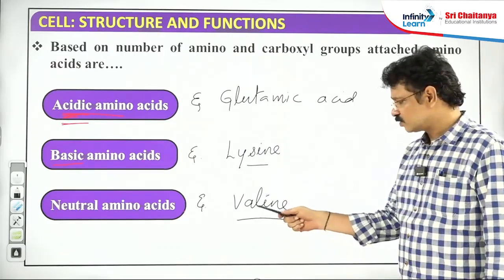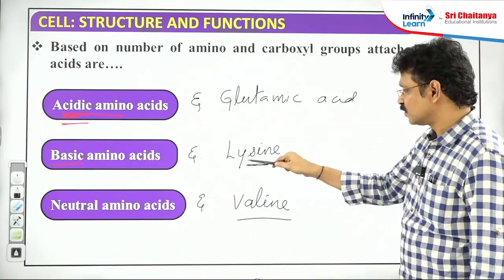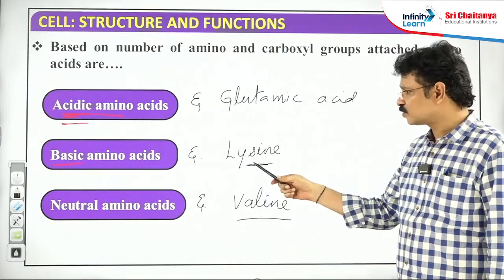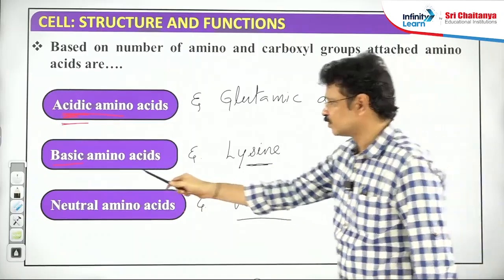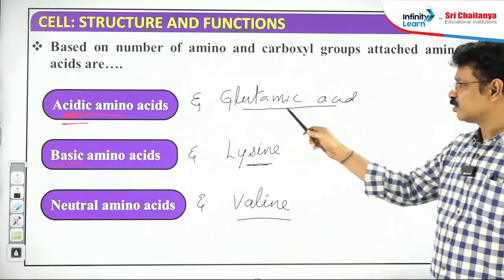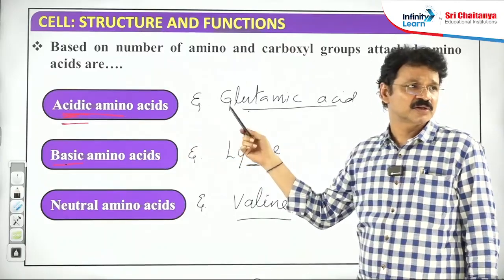How many carboxylic and amino groups are found in the amino acid valine? Only one carboxylic group and one amino group, because it is a neutral category. How many amino groups are found in lysine? In lysine, the carboxylic group is one, but amino groups are more than one. That's why lysine is an example for basic type. Whereas in glutamic acid, the amino group is single, but carboxylic groups are more than one.